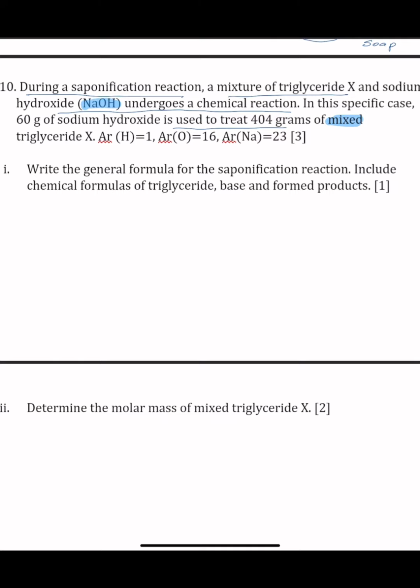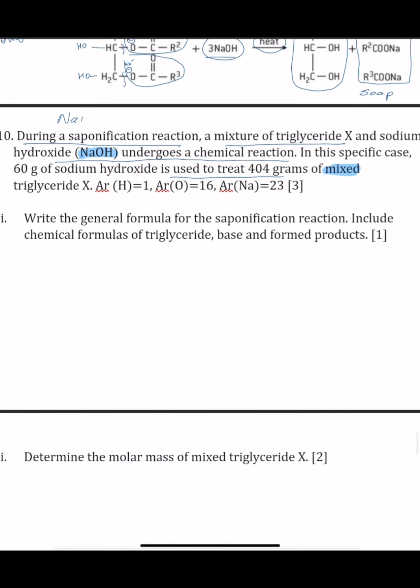We use sodium hydroxide. By the way, guys, you need to remember, sodium hydroxide is used to make solid soap, and then potassium hydroxide is used to make liquid soap, okay?